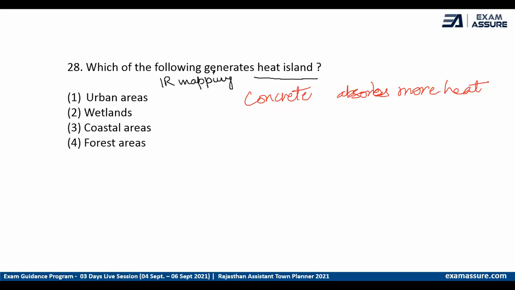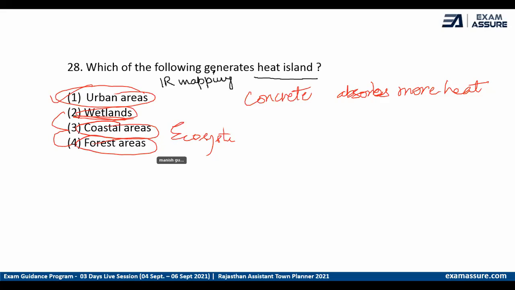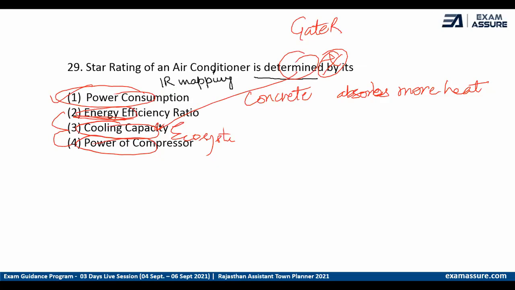So we can quickly go for the answer of urban areas, because these three options are related to ecosystems. Wetlands have definite ecosystems. So these are the environment supportive ecosystems: coastal areas, forest areas, and wetlands. Those who don't know this term might confuse the island term with coastal areas, but it is not. So this question might confuse you. So have a clear understanding of the term heat island. This is also a GATE repeated question, and I think several other competition exams repeated it. Right. Okay. Let's move on to the next question.